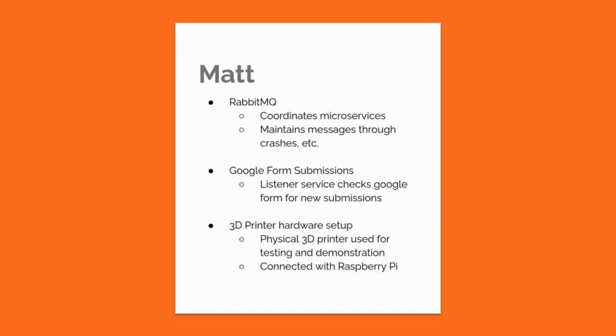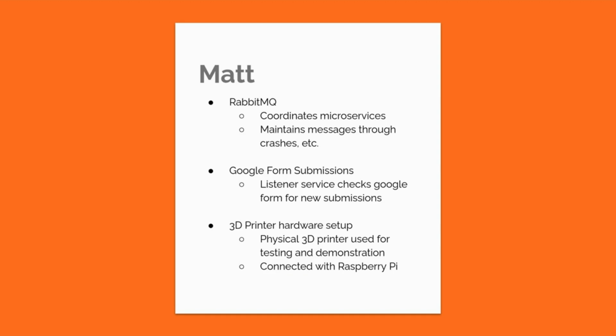So RabbitMQ is a messaging service or a queuing service that we use to coordinate between our microservices. So a service will get a message from RabbitMQ and then perform some work and then notify RabbitMQ that that message was successfully completed. And then usually we will send another message in order for the next part of the service or the system to know that it needs to continue working.